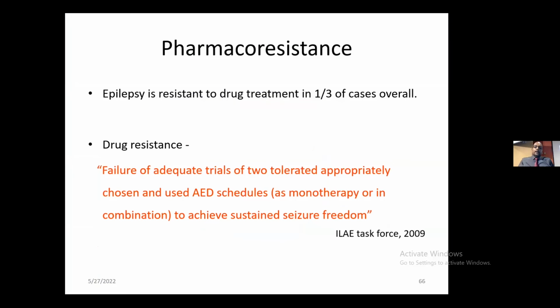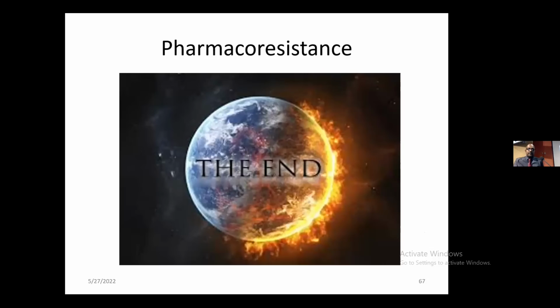Right, so the International League Against Epilepsy has defined drug resistance as failure of adequate trials of two tolerated, appropriately chosen and used anti-seizure medication schedules, as monotherapy or in combination, to achieve sustained seizure freedom or remission. But unfortunately, they haven't mentioned what this sustained seizure freedom is in their definition. So is pharmacoresistance the end of the world?